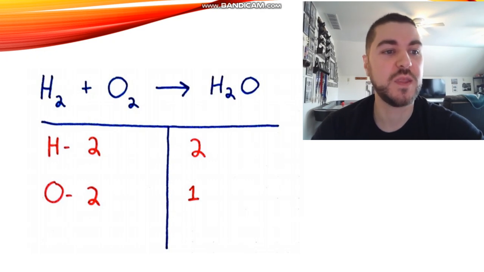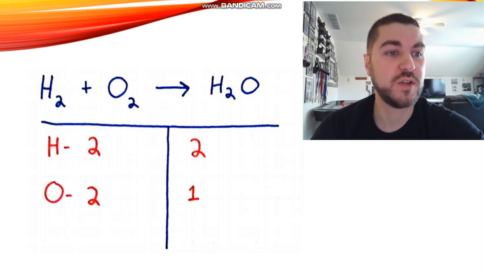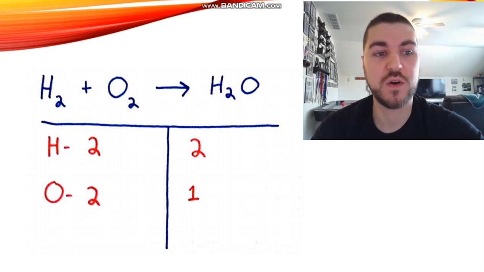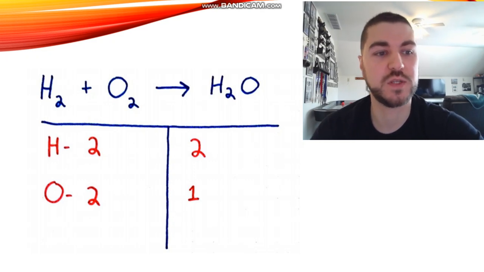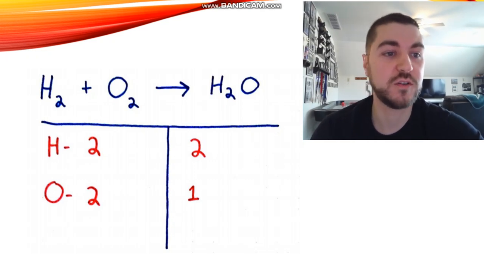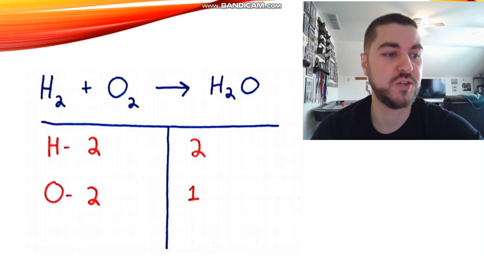So when I do that, I'm counting the subscripts. So hydrogen, there are 2 on the left and 2 on the right. This is a good thing. It's already balanced, so I'm not real worried about hydrogen at this point. However, oxygen, there are 2 oxygen atoms on the left and only 1 oxygen atom on the right. This is a problem. I have to balance the oxygen.